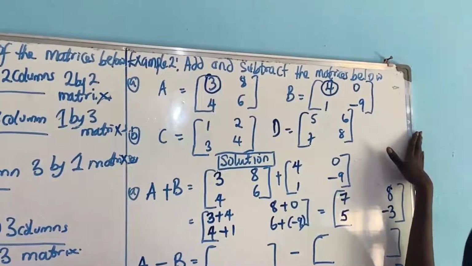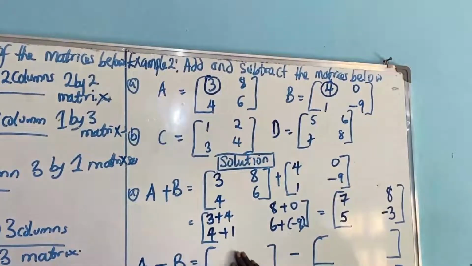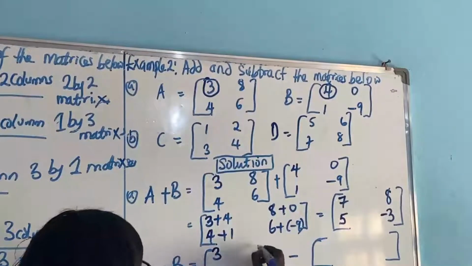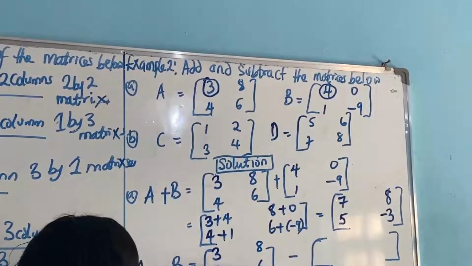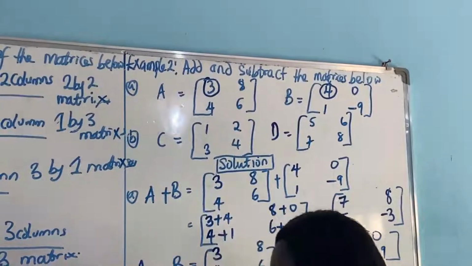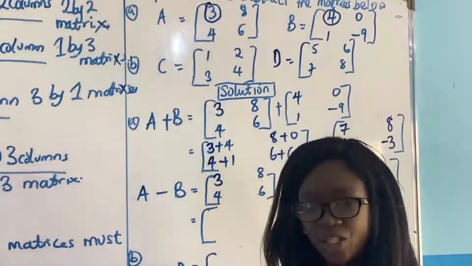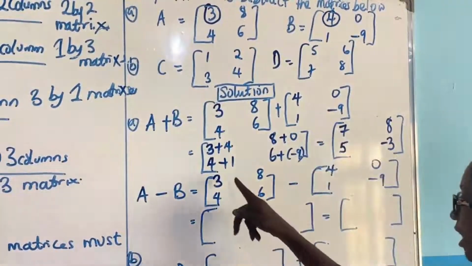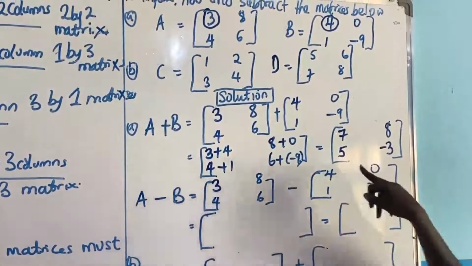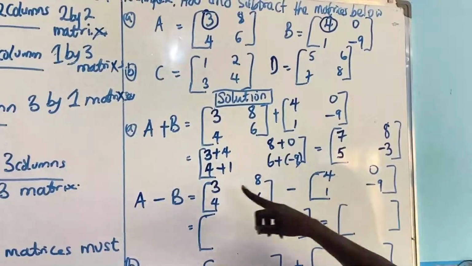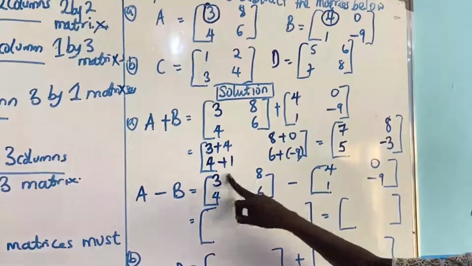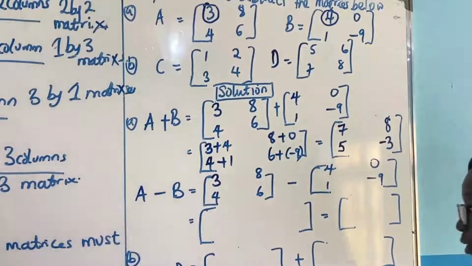So try to pause the video and go through it again so that you can be able to try for A minus B. Okay, for A minus B, I have the same matrix: 3, 8, 4, 6, 4, 0, 1, minus 9. So now, in our rule number 3, the same thing for addition, that's what we do for subtraction. You pick the corresponding item and subtract it. So you cannot just pick 3 minus 0, no, because 3 is the first row and first column, and 0 is not. Okay, so you pick the corresponding what? Item. So let's do this quickly.